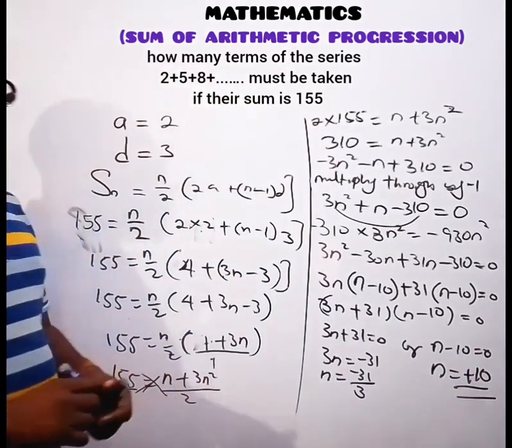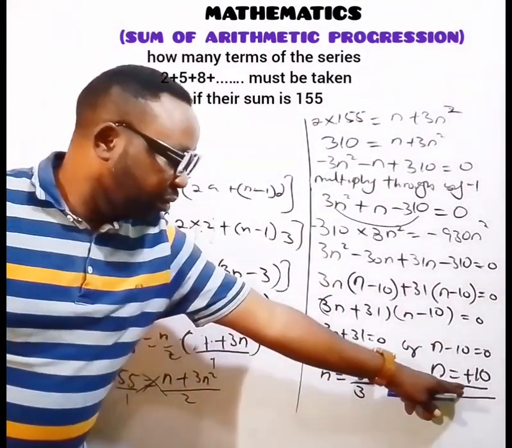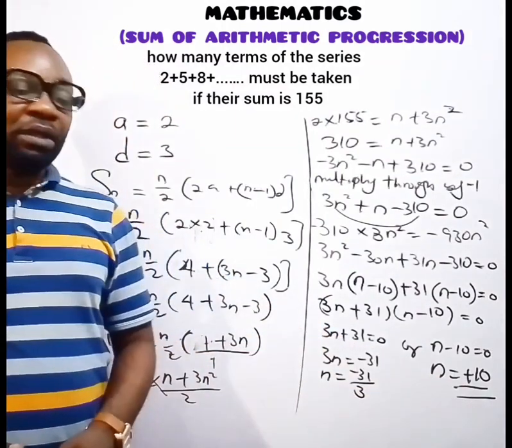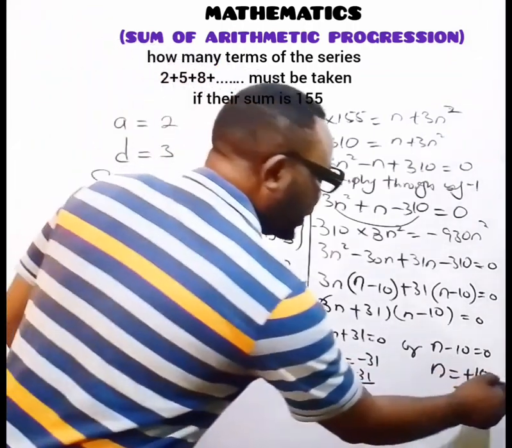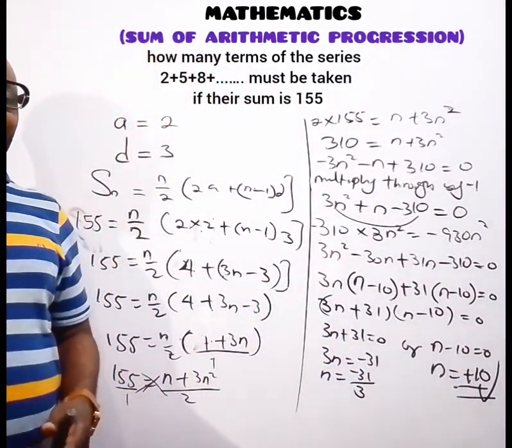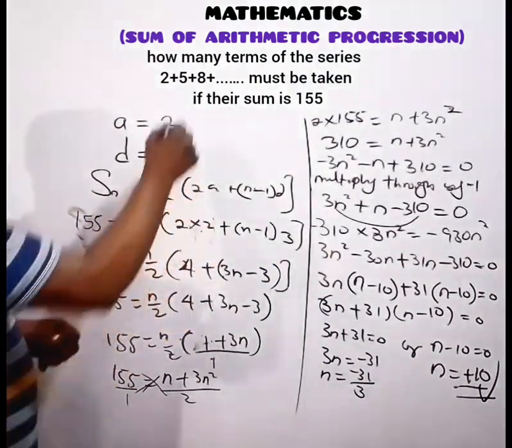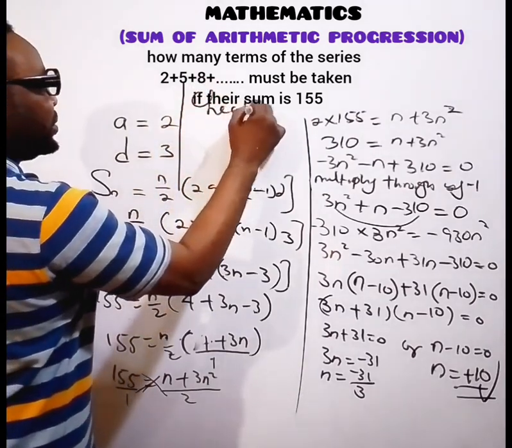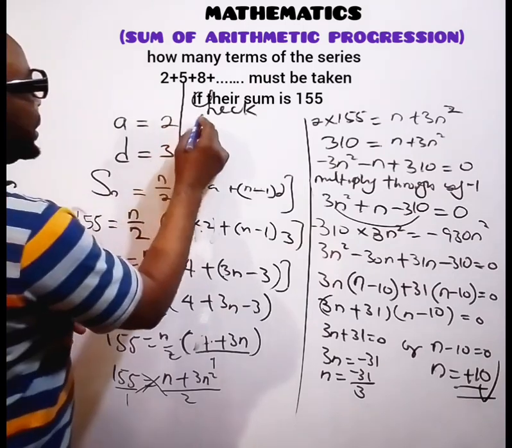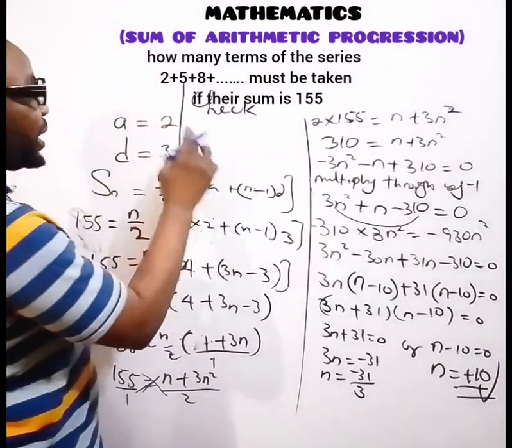Now, number of terms cannot come in negative value. So the number of terms is 10. The number of terms is 10. So this is the number of terms that we are going to add together to get 155. I need to check whether what I'm doing is correct or not. Okay, check here now. If I put 10 terms there, the sum of terms will be equal to 155.